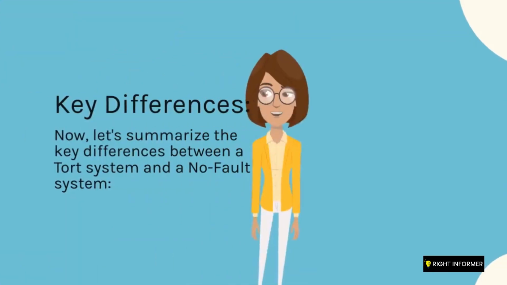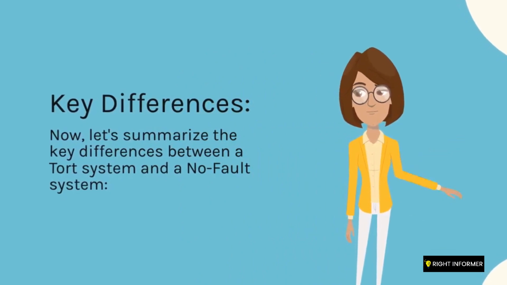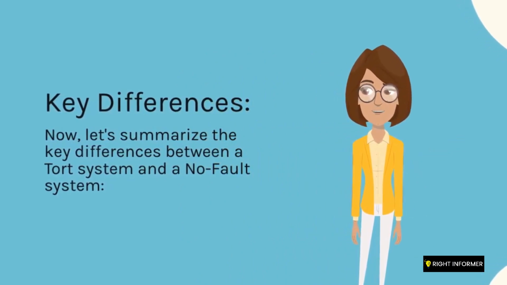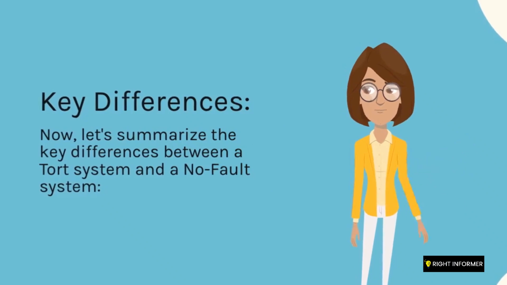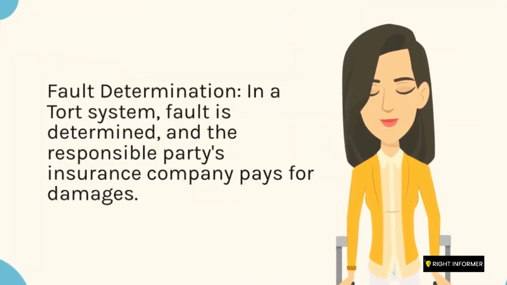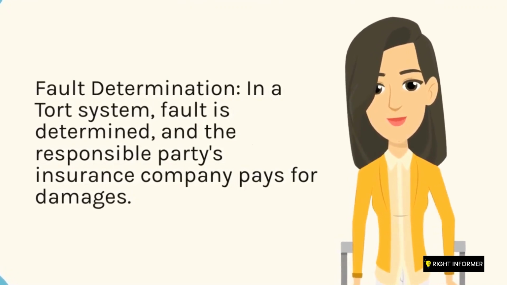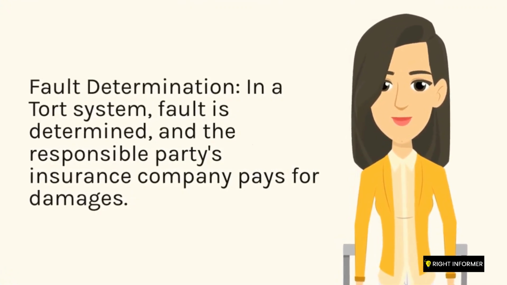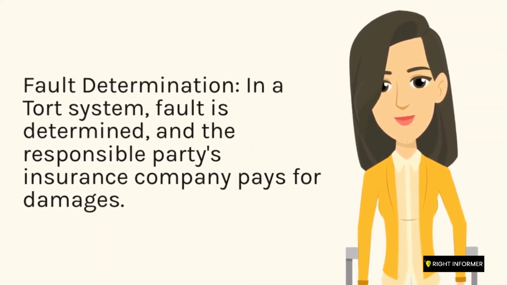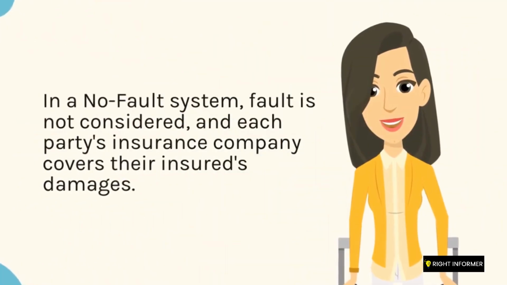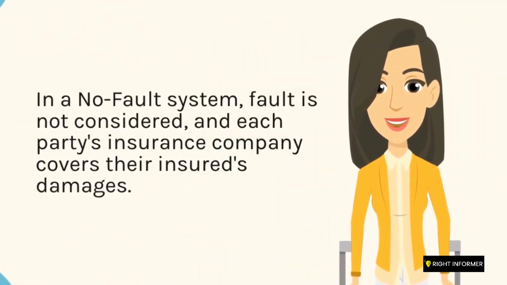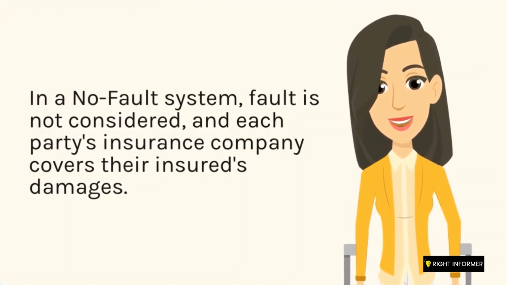Key differences. Now, let's summarize the key differences between a tort system and a no-fault system. Fault determination. In a tort system, fault is determined, and the responsible party's insurance company pays for damages. In a no-fault system, fault is not considered and each party's insurance company covers their insured's damages.